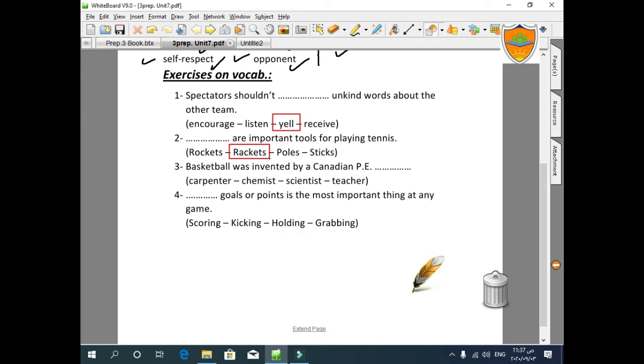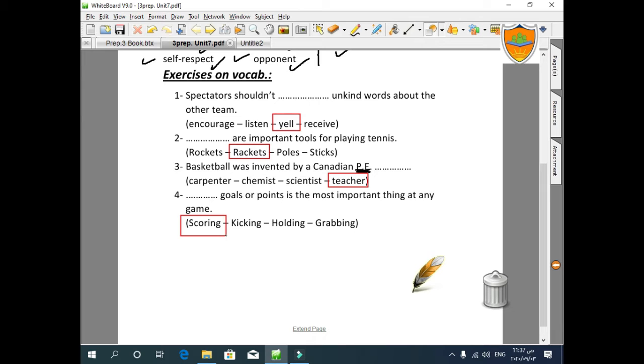Basketball was invented by a Canadian PE. Do you know what is the meaning of PE? Physical education, yes. Basketball was invented by a Canadian PE teacher, not a carpenter, chemist or scientist. Yes, teacher. Scoring goals or points is the most important thing in any game to win. Scoring, kicking, holding, grabbing. Yes, it's scoring.